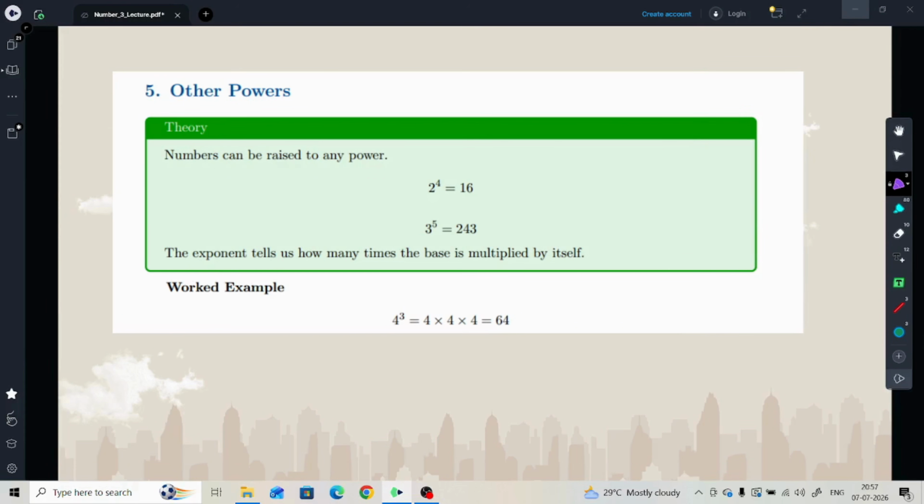Other powers can also be there. Just like 2 to the power 4. What does that mean? It means 2 times 2 times 2 times 2. That is 2 to the power 4. That means 2 times 2 is 4, 4 times 2 is 8, 8 times 2 is 16.